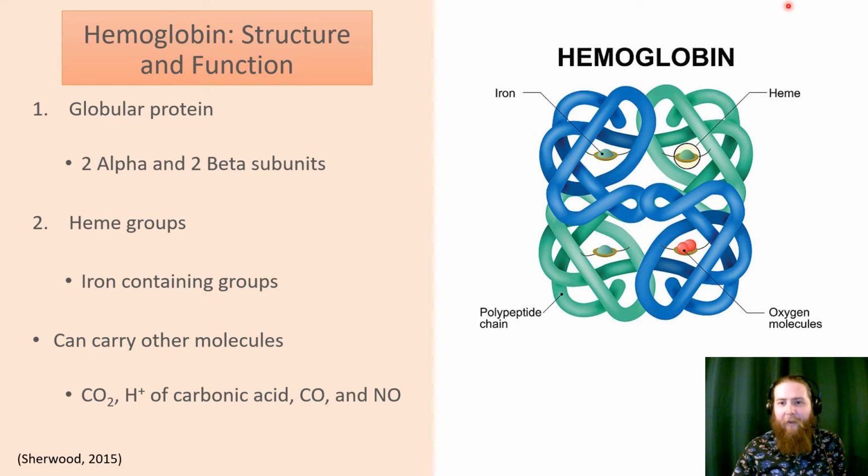And nitric oxide, which is a vasodilator. It helps expand the blood vessels, lets things move around in there. All of these different things can be carried on hemoglobin, in addition to oxygen, regular O2.